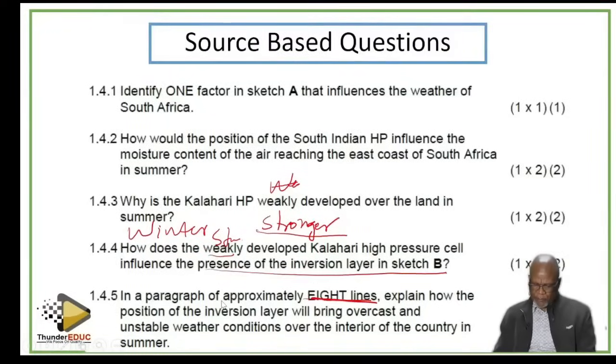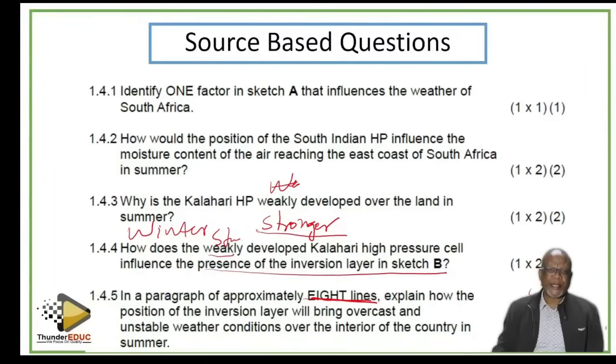So in a paragraph of approximately 8 lines, how the position of the inversion layer. Okay, now it's very important that you are able to respond to this question for both summer and winter. What will happen during summer? The inversion layer is above the escarpment. Warm moist air goes into the interior. Warm moist air condenses into cloud formation. Cloud formation is going to result in precipitation during summer.